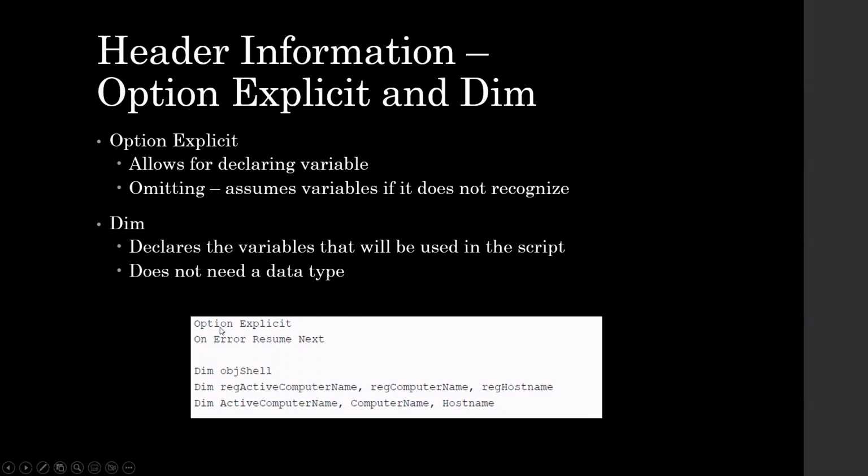We are going to be using the option explicit here, and then what pairs with that is this dim. So it's dimension. It means to declare the variables that are going to be used. Now, for this, we don't need a data type. We just need to say, hey, these are variables we're going to use. So these two do go hand in hand. If I don't use option explicit, I don't need the dim. But again, for our purposes, we are going to use option explicit and we are going to use dim.